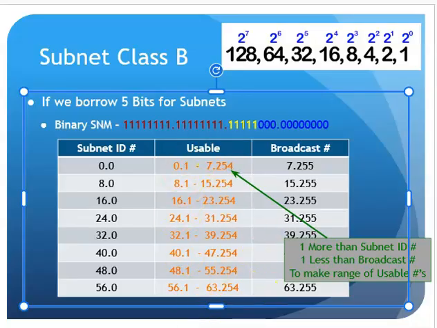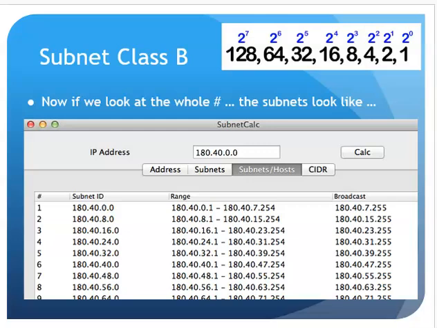And again, if I fill in the whole Class B address, I end up with 180.40.0.0, 180.40.8.0, 180.40.16.0, 180.40.24.0, 180.40.32.0, and so forth. Broadcast, 180.40.7.255, 180.40.15.255, 180.40.23.255, just like we had on our chart.